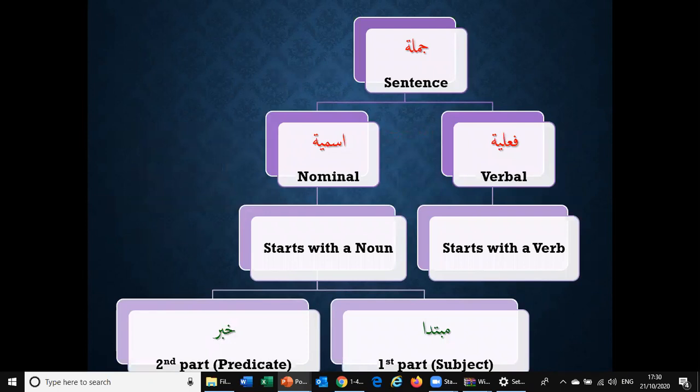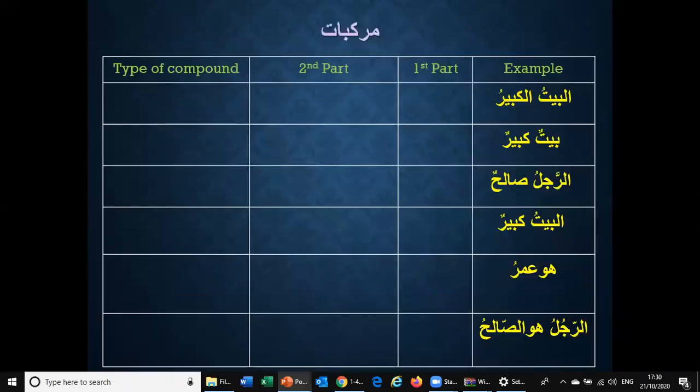This is what we said. Just revise that again. A sentence could be jumla ismiya or jumla fi'liya. Jumla ismiya is when you start off with a noun. Jumla fi'liya is when you start off with a verb, which we haven't covered or tackled yet. And the first part of jumla ismiya is called mubtada, the second part is called khabar.